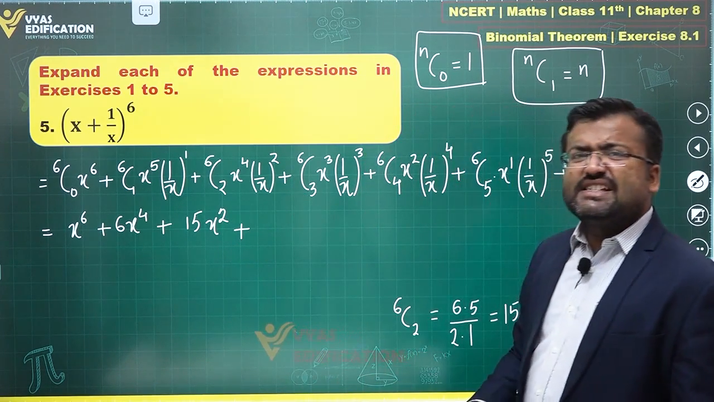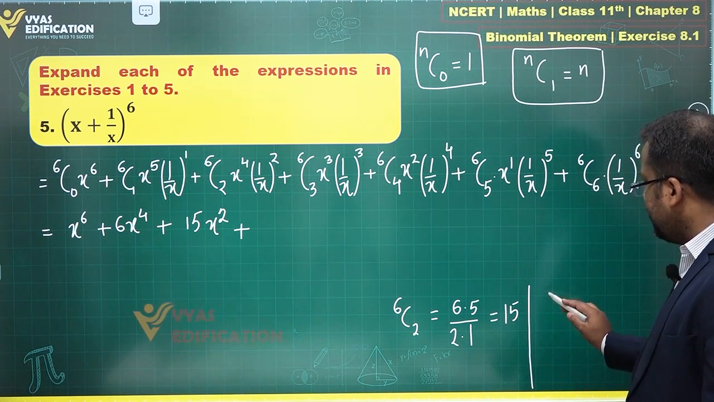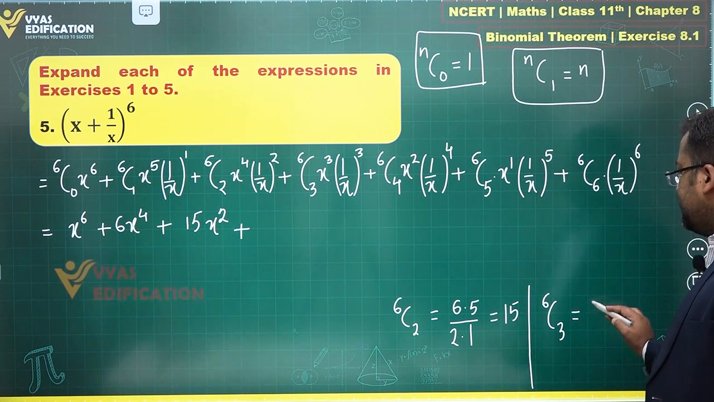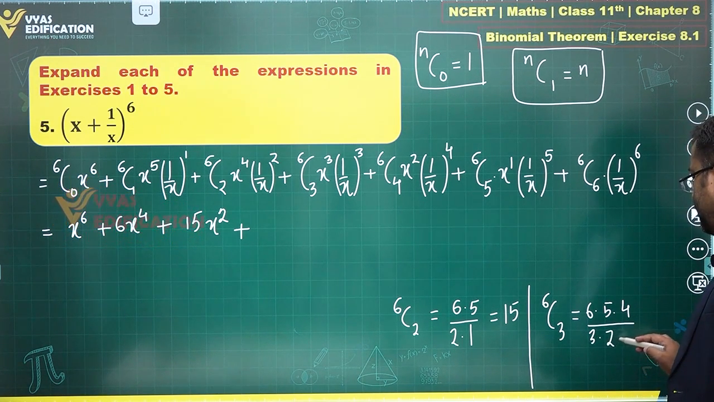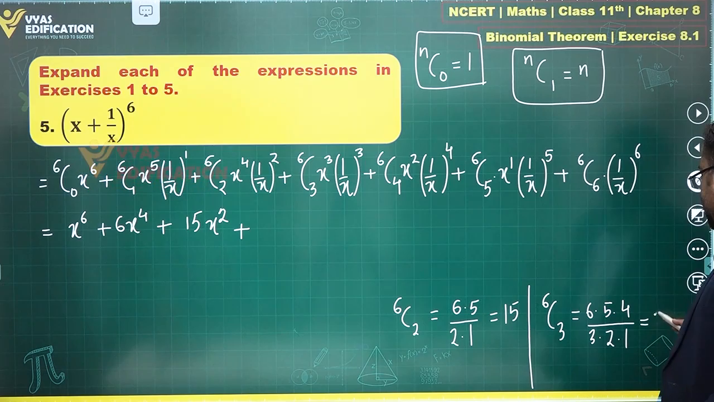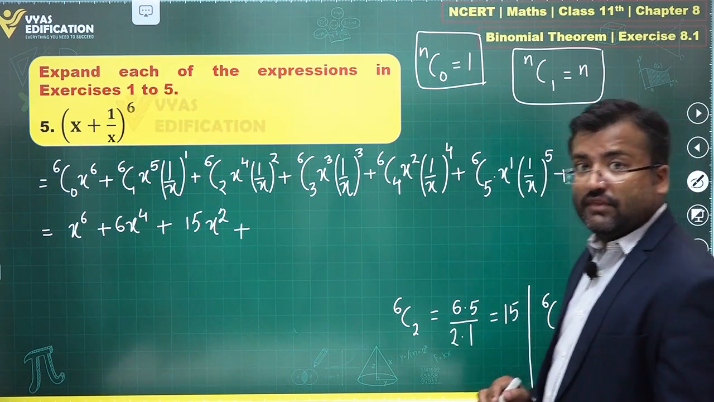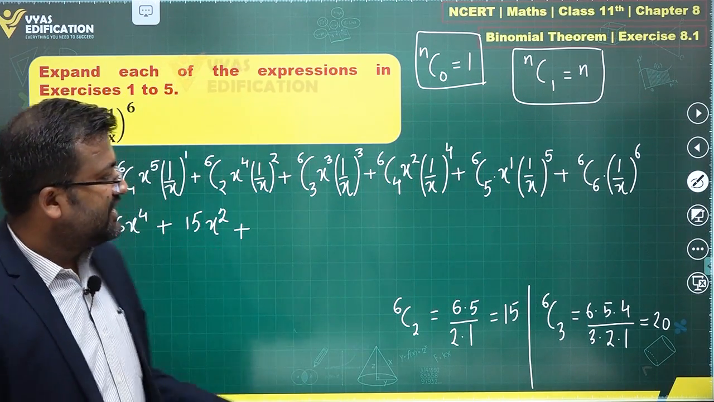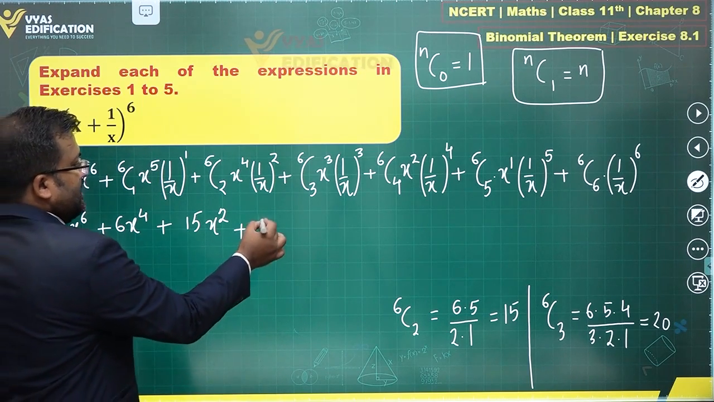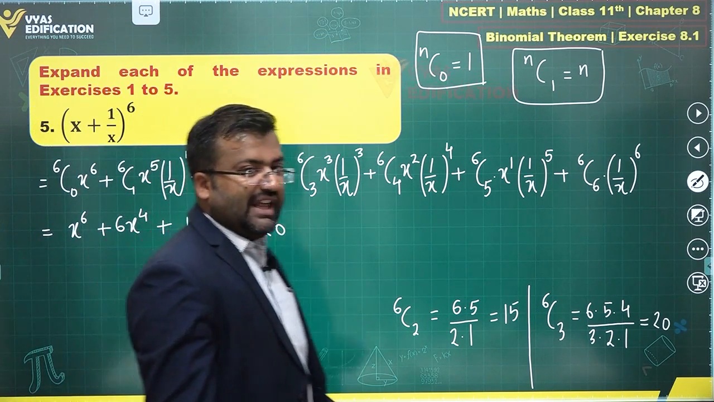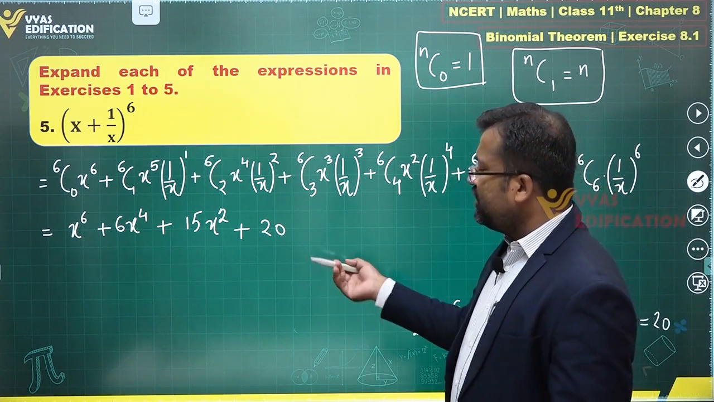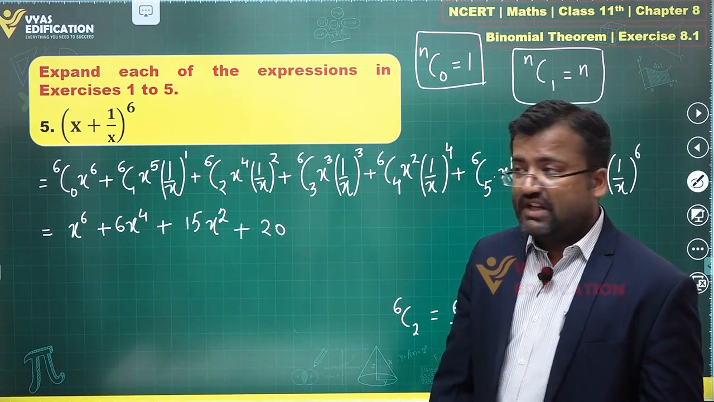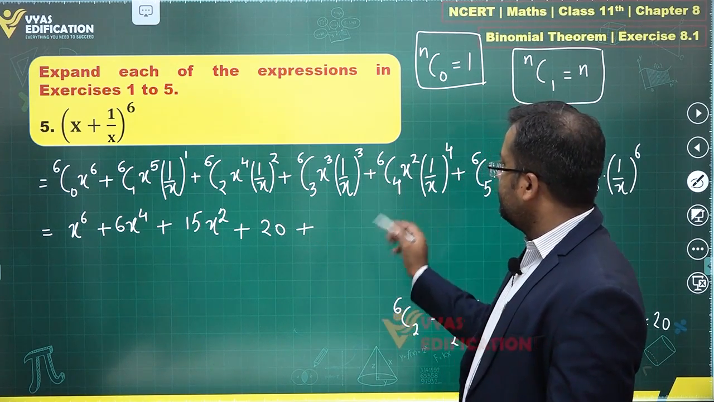Plus, what is 6C3 equal to? Let's find 6C3 as well. 6C3 is 6 into 5 into 4 over 3, 2, 1. What is that? This is 20. Once you observe this carefully, then you can write the next term as 20 times. What is the power of x that you'll observe over here? You have x power 3 upon x power 3, which is simply x power 0. That's 1.